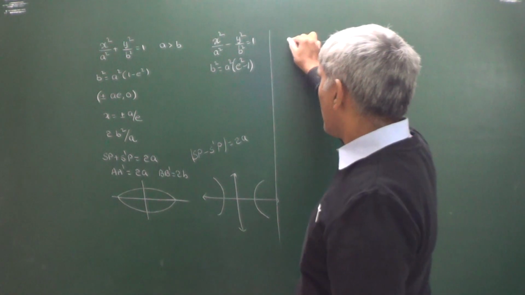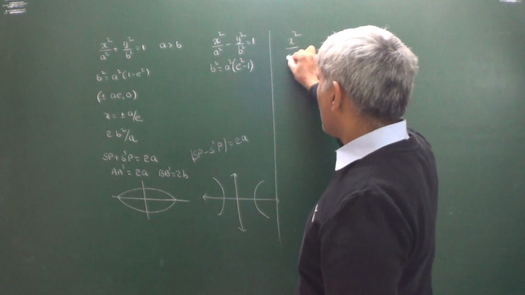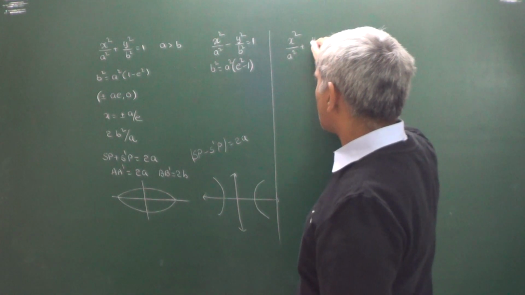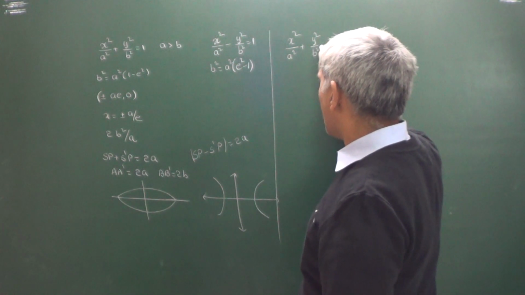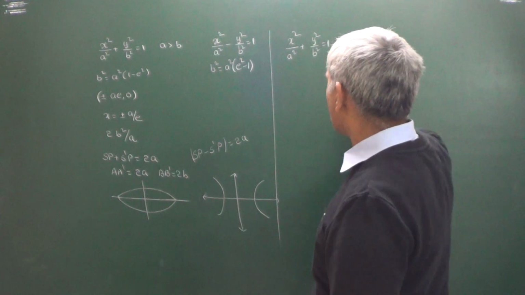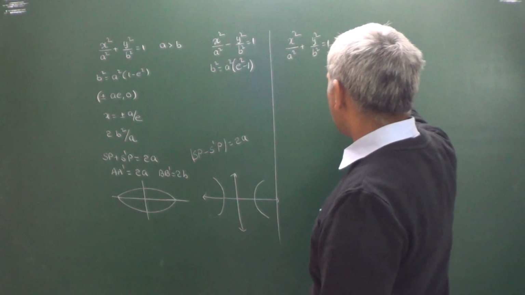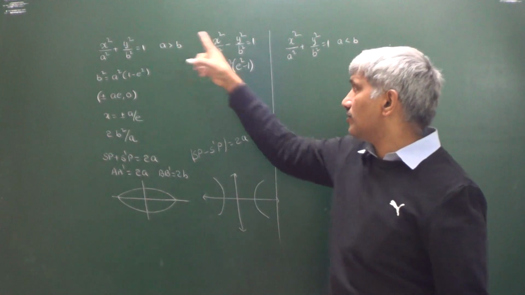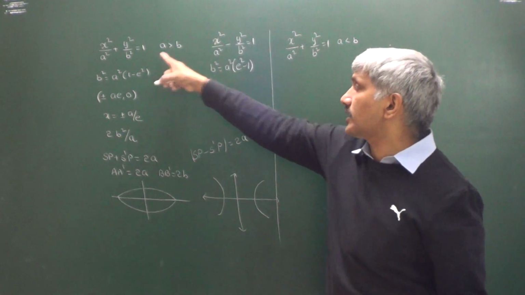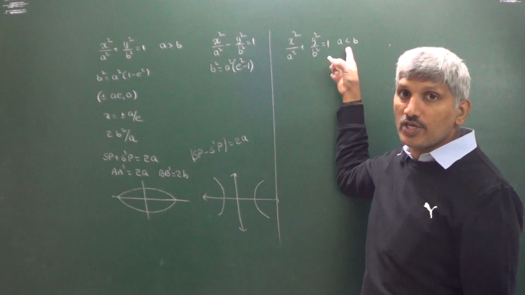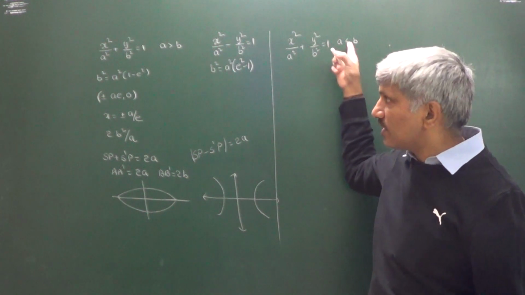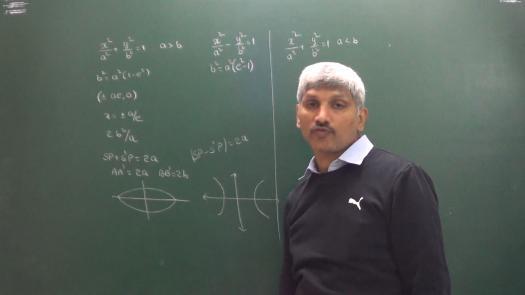The next one is x square by a square plus y square by b square is equal to 1, the equation of an ellipse when a is less than b. So for an ellipse we can identify the first form or second form based on a only. A less than b means the second form of an ellipse, a greater than b means the first form.